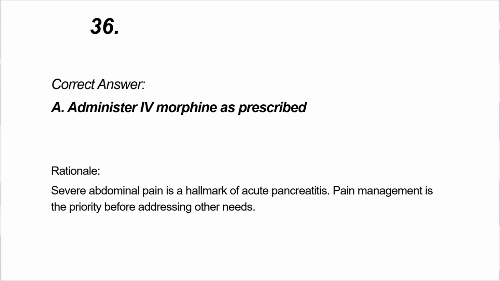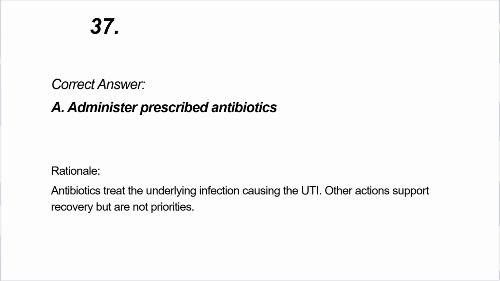Pain management is the priority before addressing other needs. 37. A. Administer prescribed antibiotics. Rationale: antibiotics treat the underlying infection causing the UTI. Other actions support recovery but are not priorities.